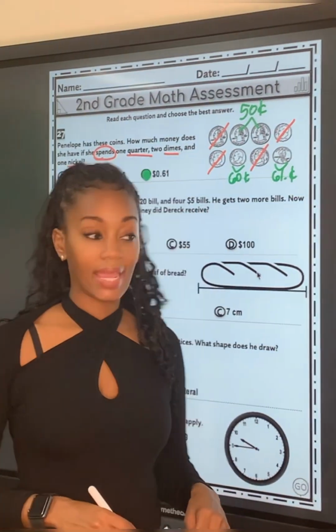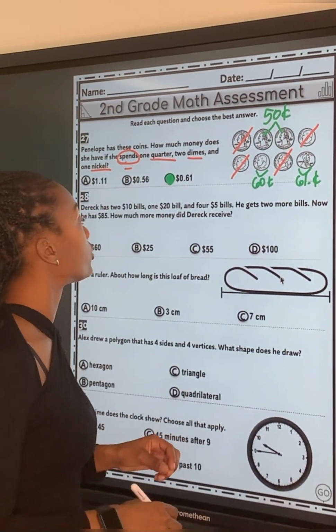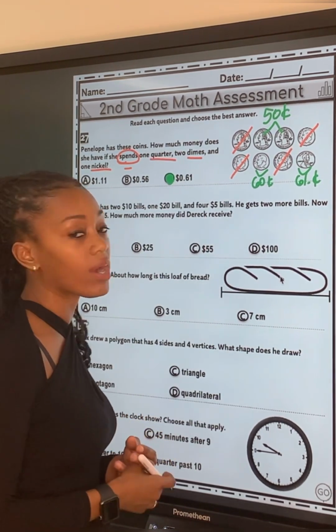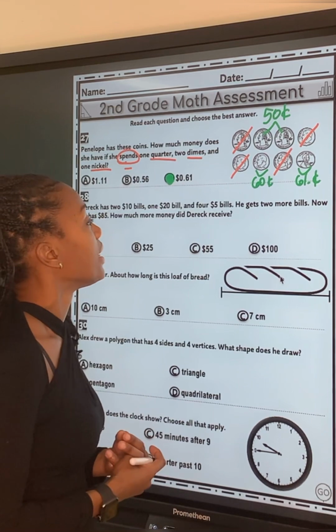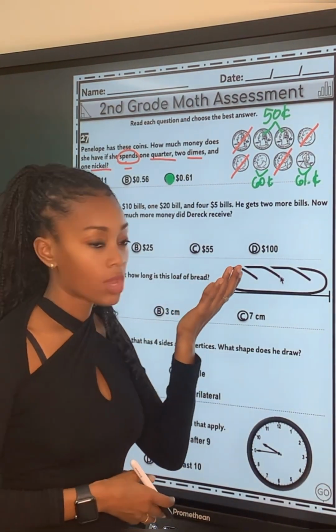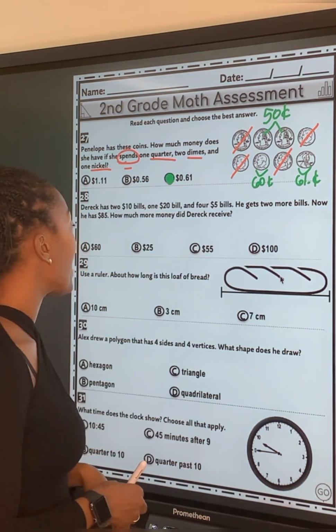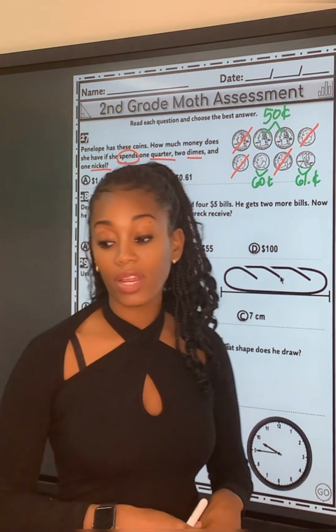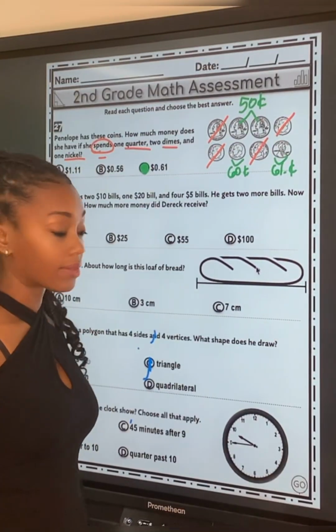Look at number 28. Derek has 2 $10 bills, 1 $20 bill, and 4 $5 bills. He gets 2 more bills. Do we know how much those are yet? No, we don't. Now he has $85. How much more money did Derek receive? Let's break down this problem.